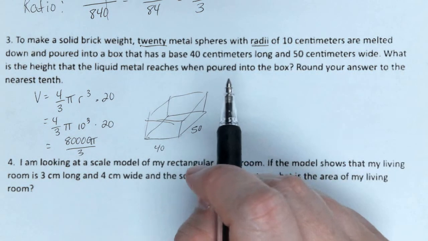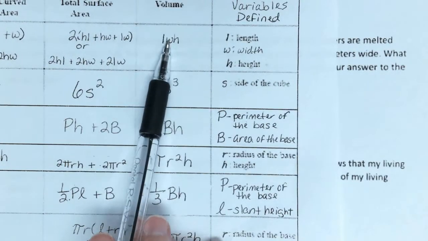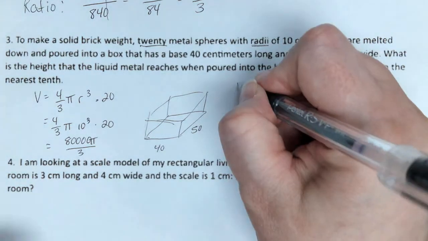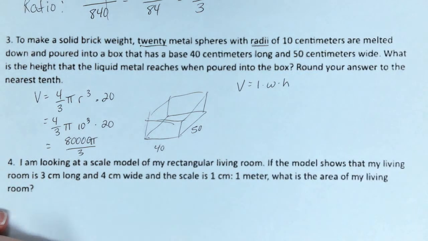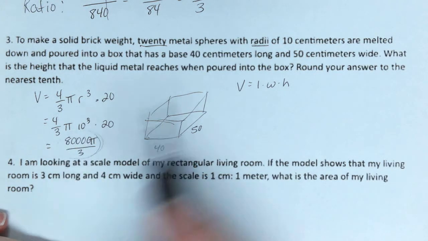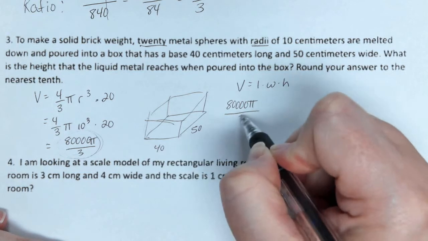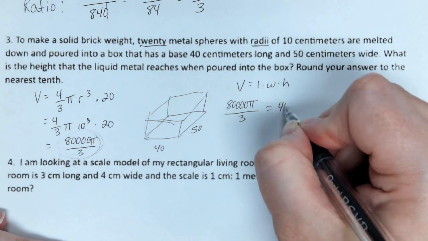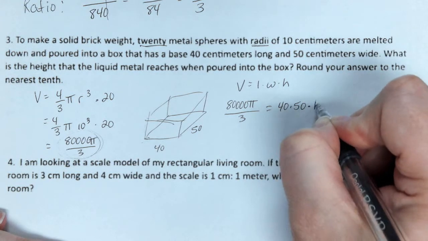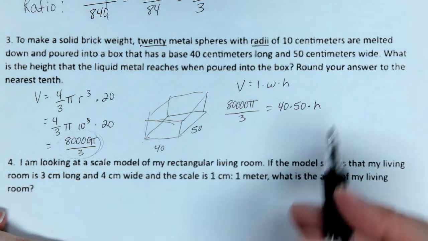Well, our volume formula for boxes, which are prisms, specifically rectangular prisms, is length times width times height. Okay, that's the formula for the box. Now, the good news is we already know how much volume it's going to be. It's this. So our volume becomes the 80,000 pi over 3. And when you look at the box, we already know the length and the width. So that becomes 40 times 50. But what we don't know is the height. So that's the only variable left here.